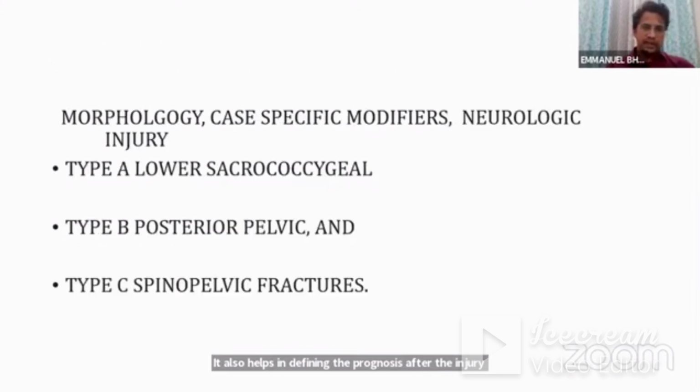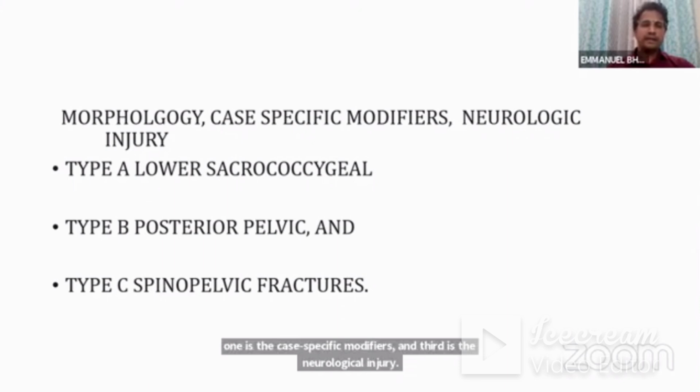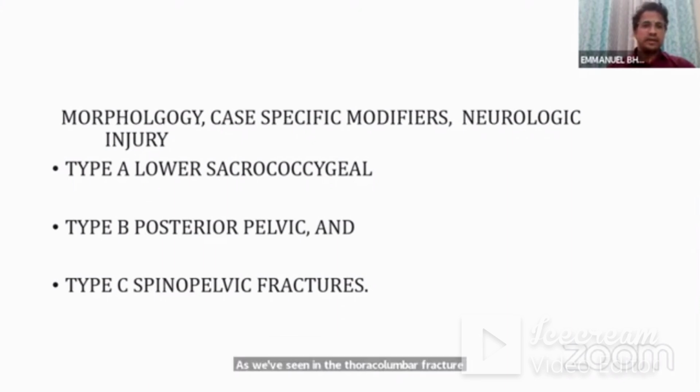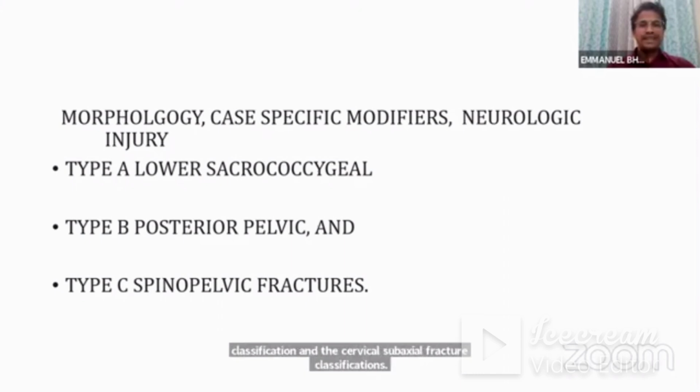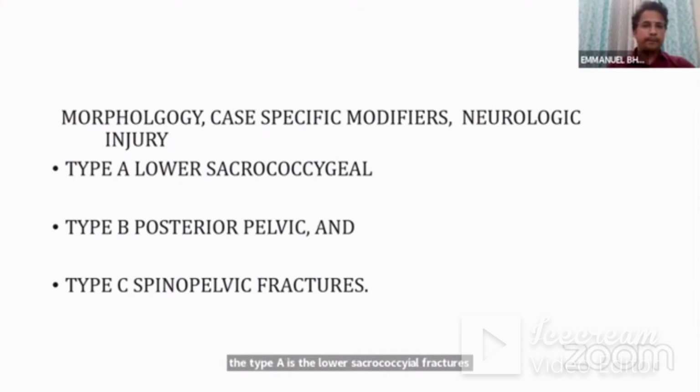Now, the AO classification takes into consideration three criteria. Basically, the morphology. Second is the case-specific modifiers. And third is the neurological injury, as we've seen in the thoracolumbar fracture classification and the cervical subaxial fracture classifications. Morphology-wise, type A is the lower sacrococcygeal fractures, type B are the posterior pelvic, and type C are the spinopelvic.